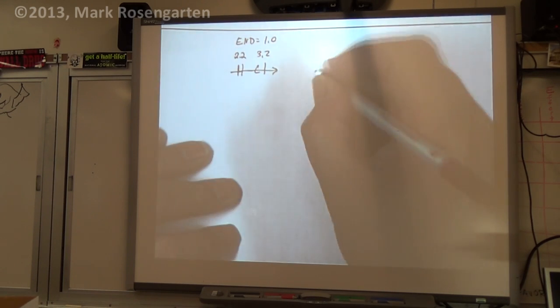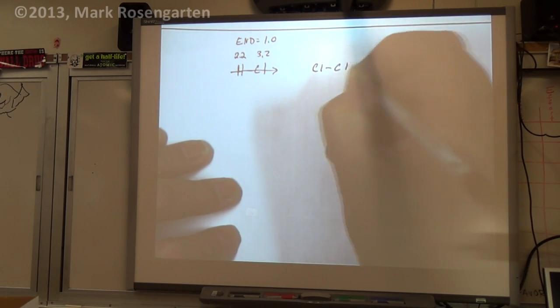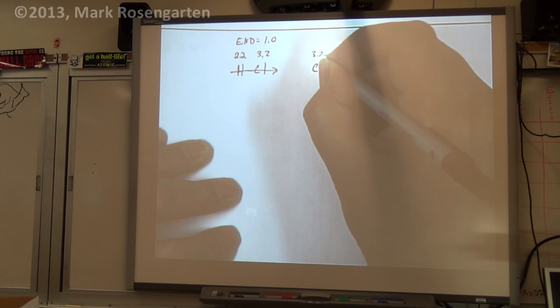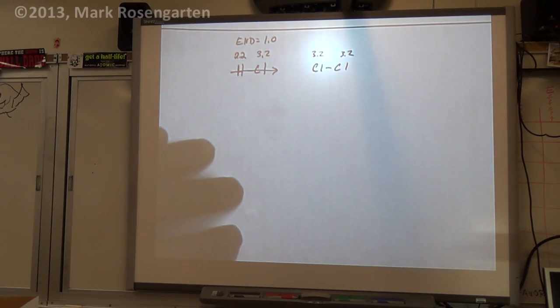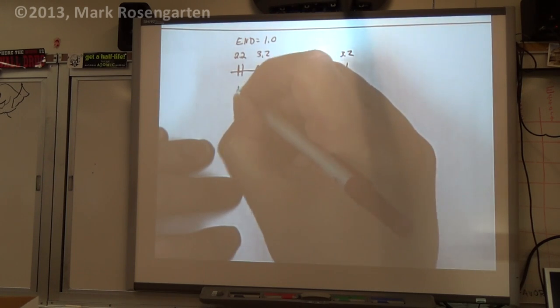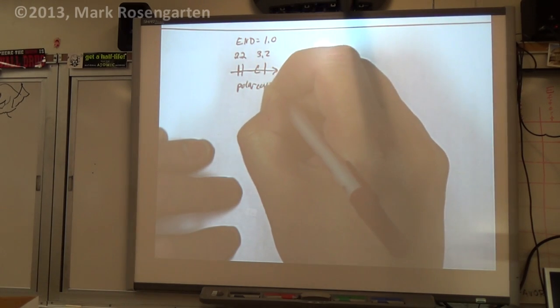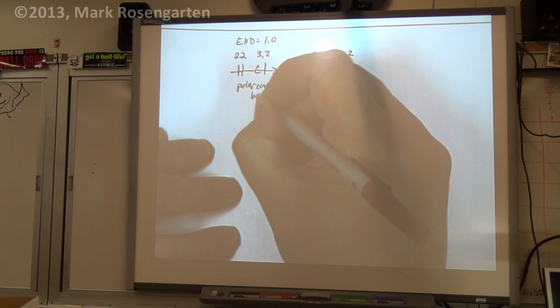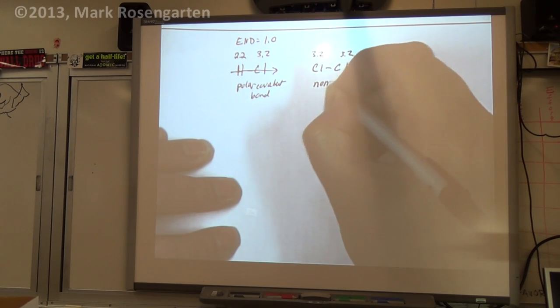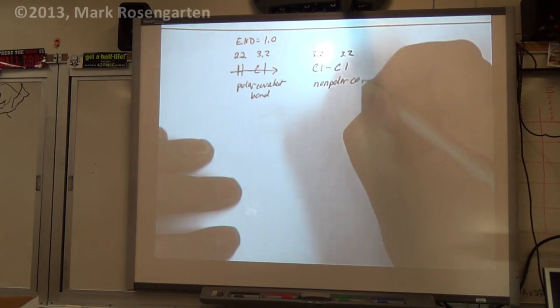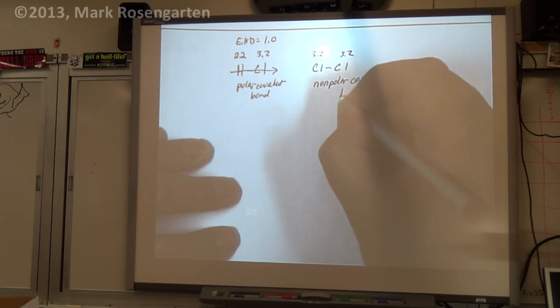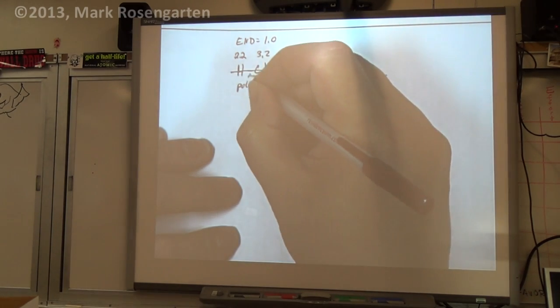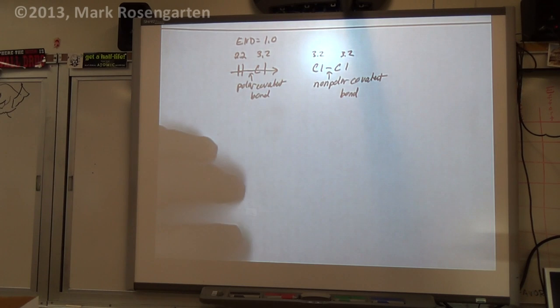On the other hand, if we have a bond between two chlorines, their electronegativities are both 3.2. So as a result, both want electrons equally strong. This would be a nonpolar covalent bond. And of course what we're referring to is this pair of shared electrons between each of the bonded atoms.